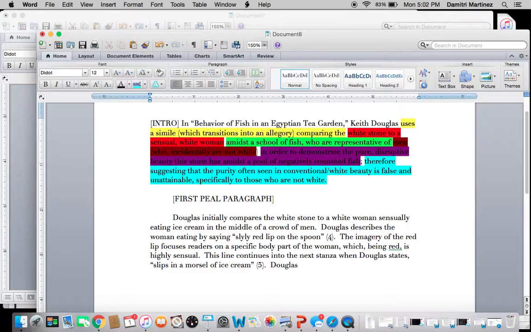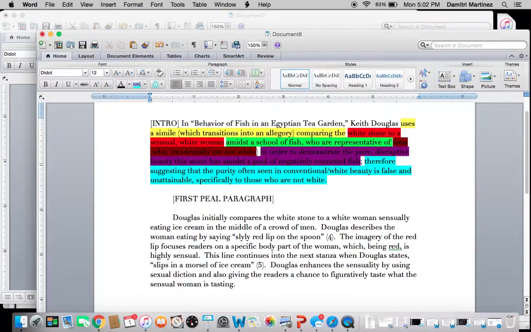Okay, so now I'm going to analyze again. Douglas enhances the sensuality by using sexual diction and also giving the readers a chance to figuratively taste what the sensual woman is tasting. So there's my analysis again of that particular line, right? Talking about the kind of diction, not just saying diction, I'm saying a kind of diction, sexual diction, that slips in idea, and also giving the readers a chance to figuratively taste what the sensual woman is tasting. That's the imagery, right?